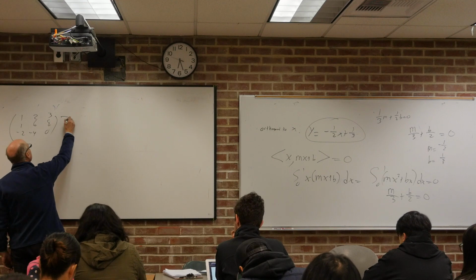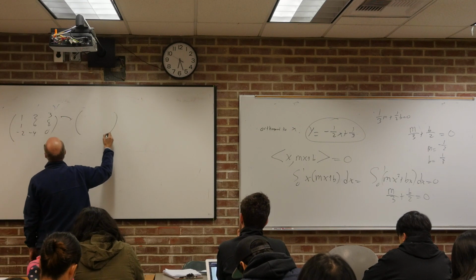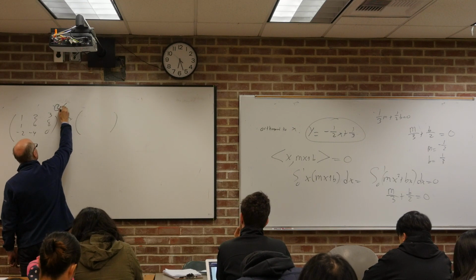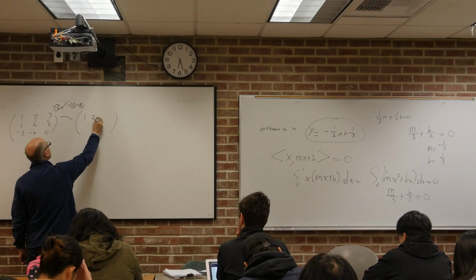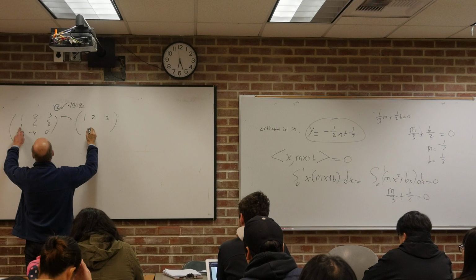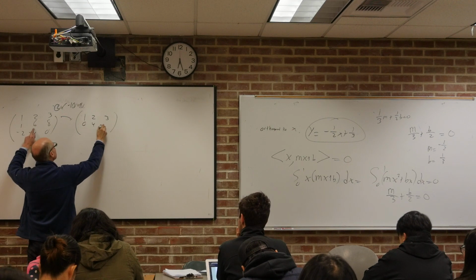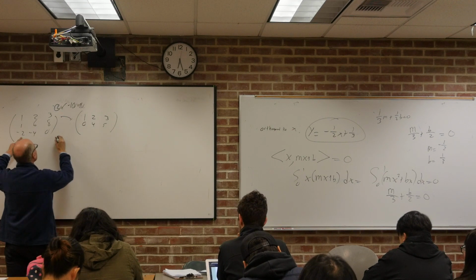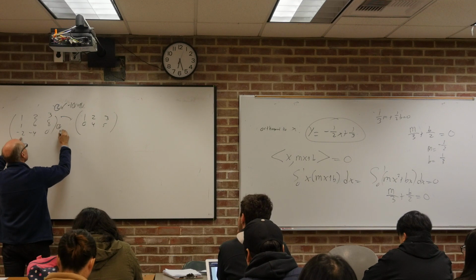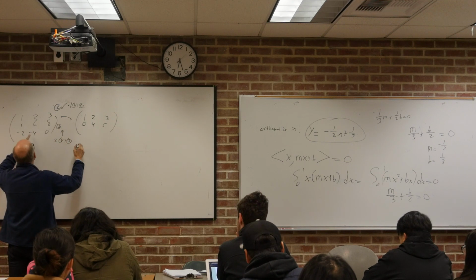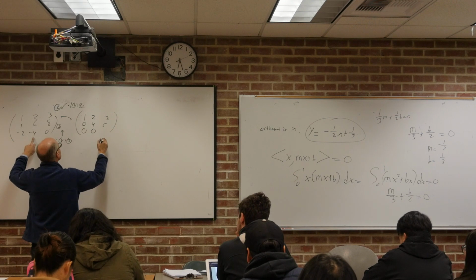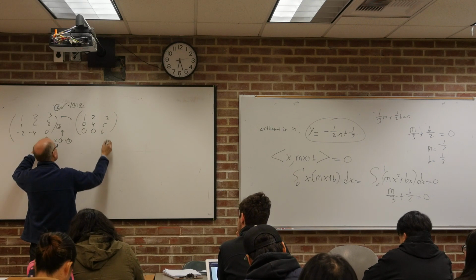We're doing some elementary row operations. So I'm going to replace row 2 by -1 times row 1 plus row 2. And I'm going to replace row 3 by 2 times row 1 plus row 3. 0, 0, 6.